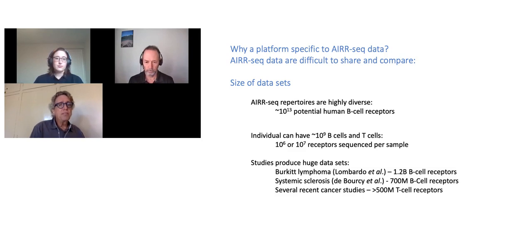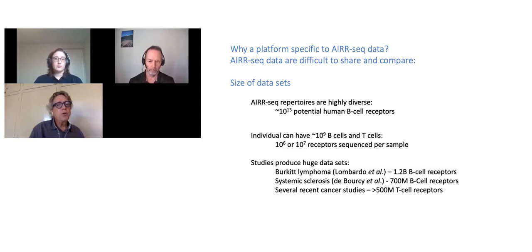These next slides are titled AIRR-seq data are difficult to share and compare. Partly it's just the size of the data sets. These AIRR-seq repertoires have to be highly diverse, as I mentioned, so that they can do their job recognizing all these pathogens, recognizing and not attacking self-proteins. One estimate is of something like 10 to the 13th potential human B-cell receptors. There's a paper going around that estimates B-cell receptors as 10 to 61, but that seems impossible. But a good estimate would be as many as in the entire human population, 10 to the 13th potential human B-cell receptors.